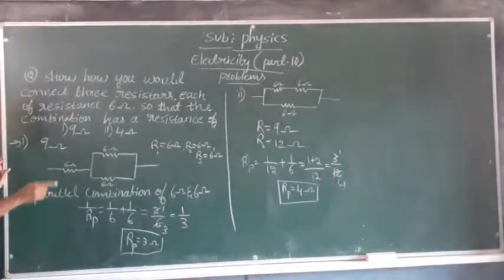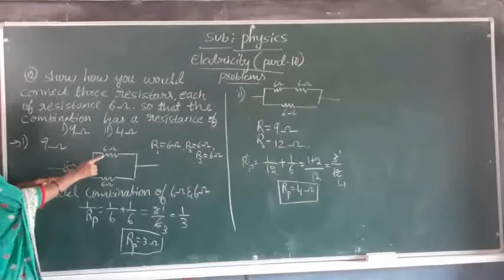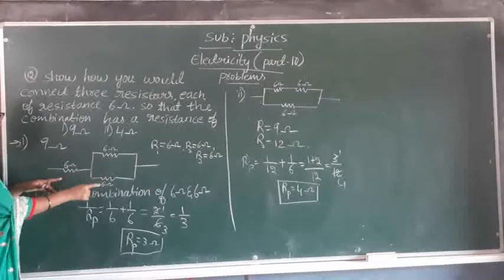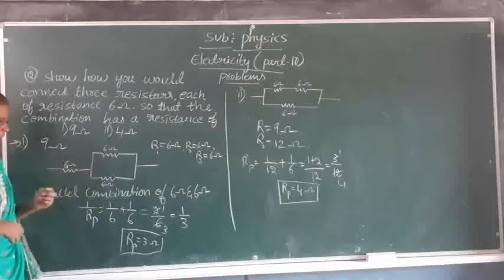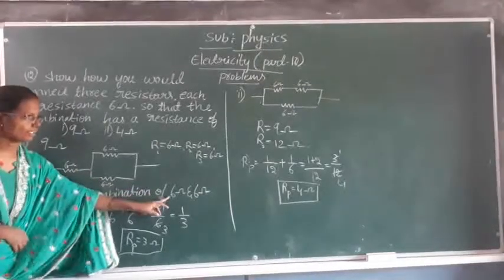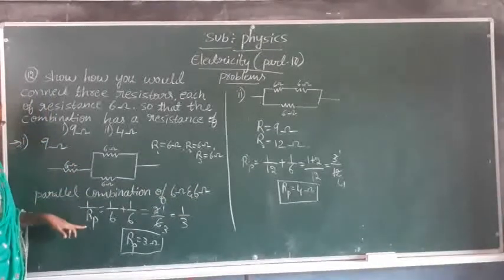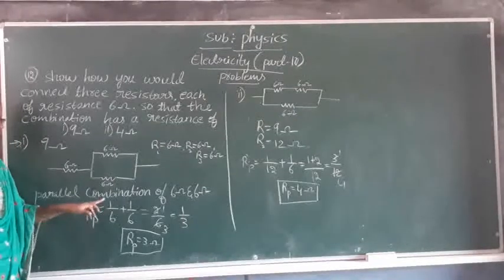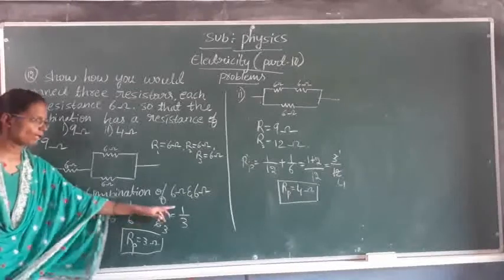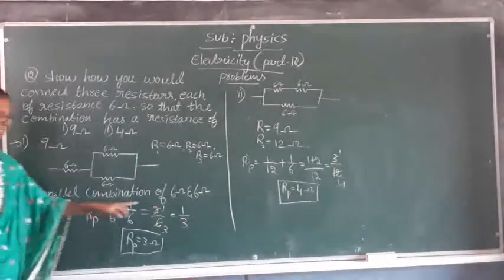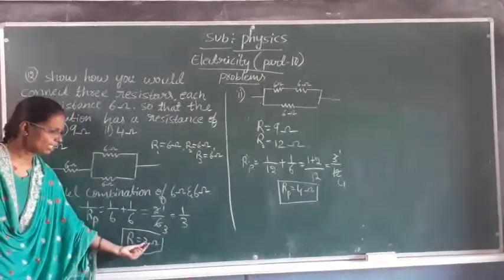So one resistance value you already know, that is 6 ohm. Here R2 and R3 are connected in parallel. So what is the resultant resistance value? The formula you already know: 1 by RP is equal to 1 by R2 plus 1 by R3. Substitute values, then you are getting 1 by 3. So 1 by RP is equal to 1 by 3. Take the reciprocal, then RP will become 3 ohm.